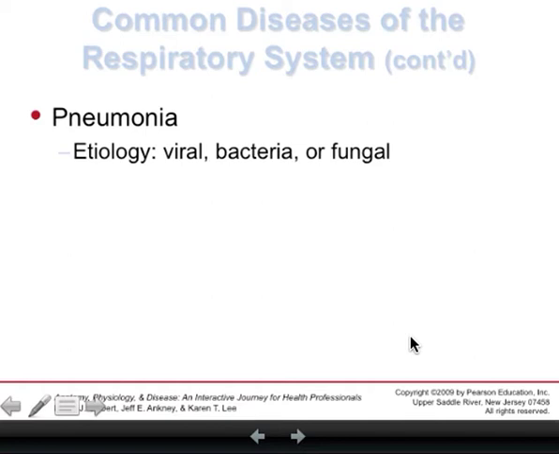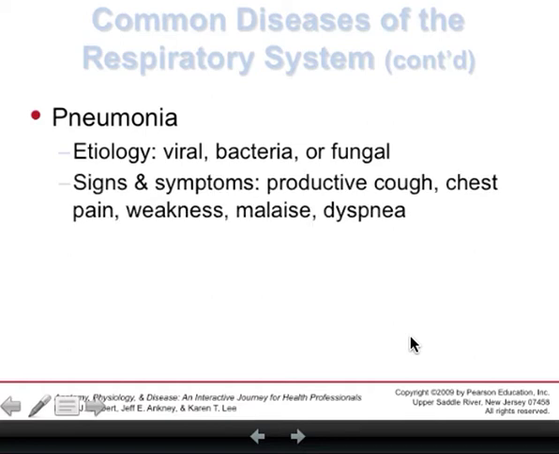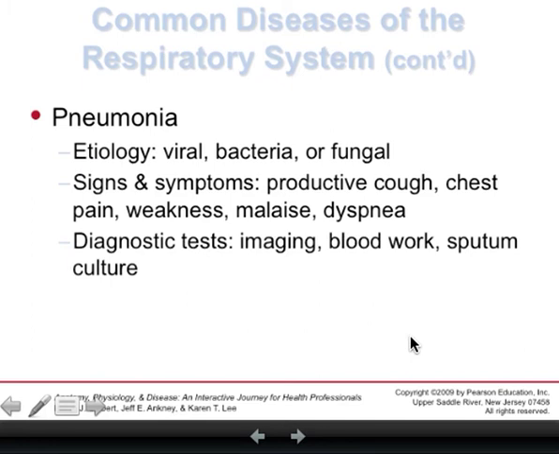The signs and symptoms are a productive cough, meaning that you cough up sputum or phlegm that's infused with dying tissue and bacteria or whatever the infective agent happens to be. You also feel chest pain, weakness, malaise, and dyspnea. Remember that dyspnea is labored breathing. Malaise is essentially a loss of energy, and this is because your body's busy fighting the infection and you don't have a lot of energy left over to do anything else but lie in bed.